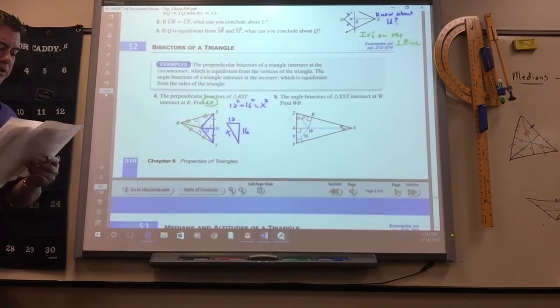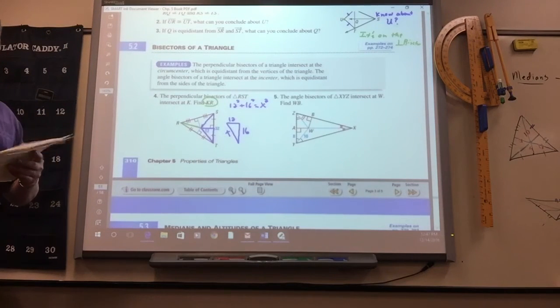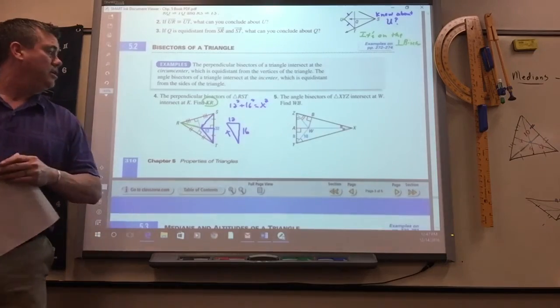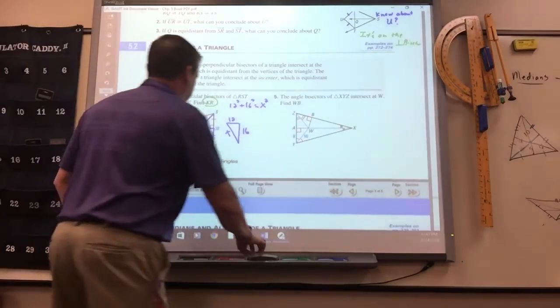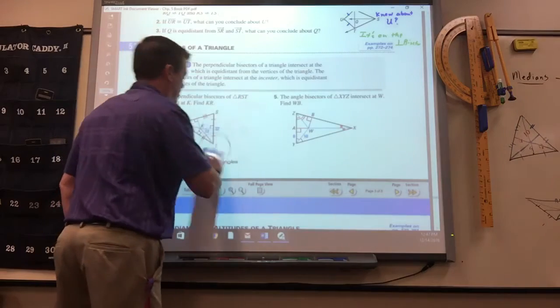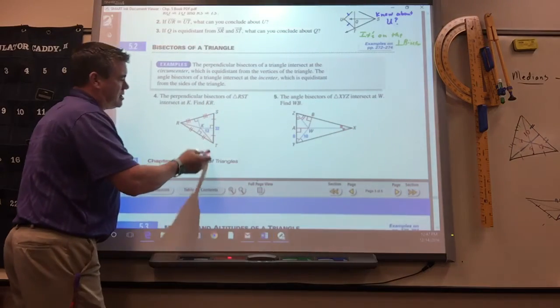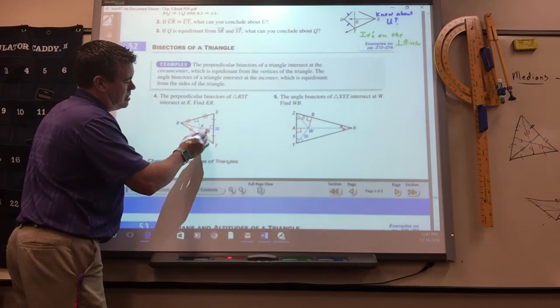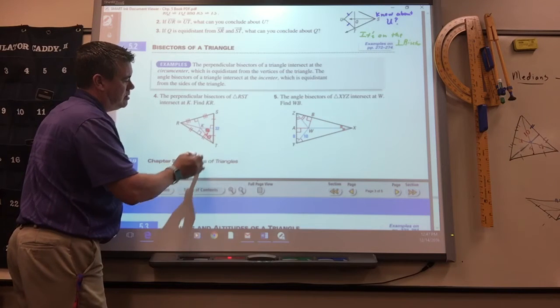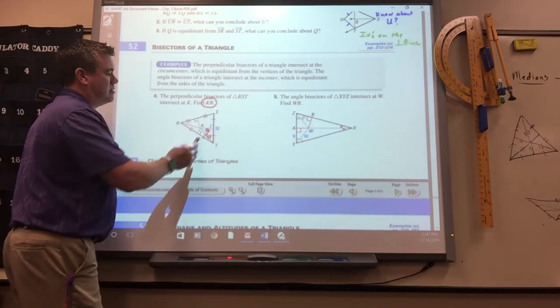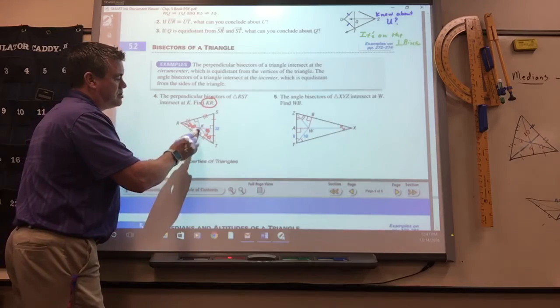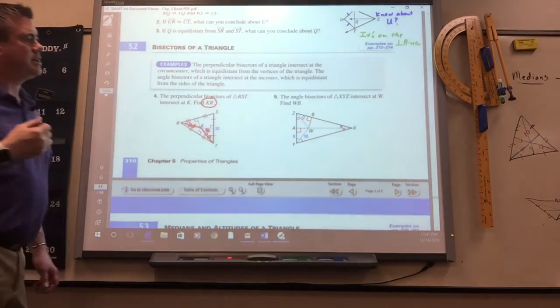Now, there won't be any with the Pythagorean theorem on there because we really haven't gone over that. Okay? So the types that we'll have will be this simple. They'll tell us this is 20, and then they'll ask what's KR? 20. Because these are the same if it's a perpendicular bisector.